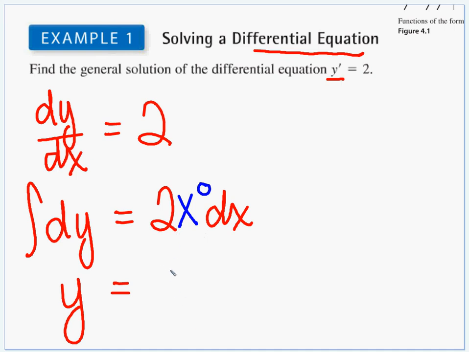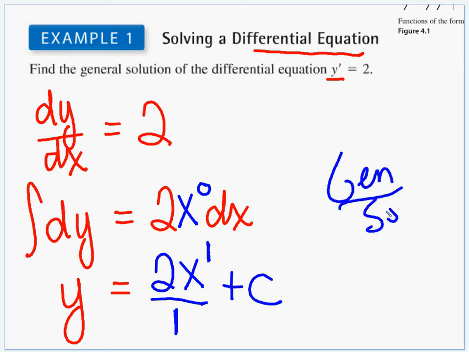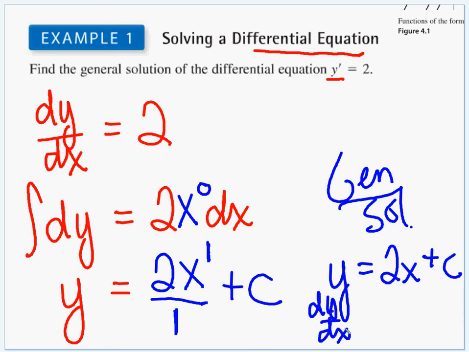And now to do the antiderivative steps, we're going to take 2x to the 0, raise the power by 1, and divide by the new power. And then we are also going to add on our constant of integration. So there's going to be a plus c. So here, our general solution is y equals 2x plus c. And there we go. Because if we derived this, the derivative of y would be dy dx. And what's the derivative of 2x? It would be a 2. And our constant would derive away. And there we go.